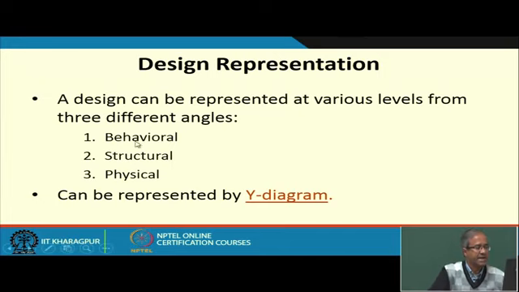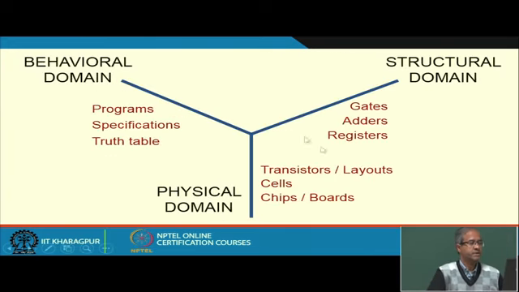Because of the three angles, it was proposed that it can be represented by a so called Y diagram. So, let us see how this Y diagram looks like and how it can represent the various aspects of the design from these three different angles. This is how a Y diagram looks like, where you can see the three arms of the Y correspond to the three angles of visualization: behavioral, structural, physical.